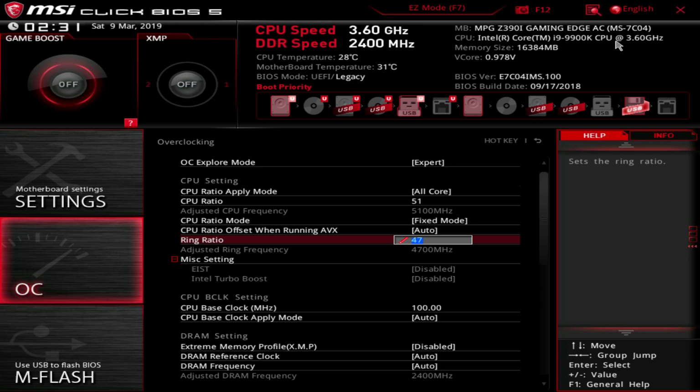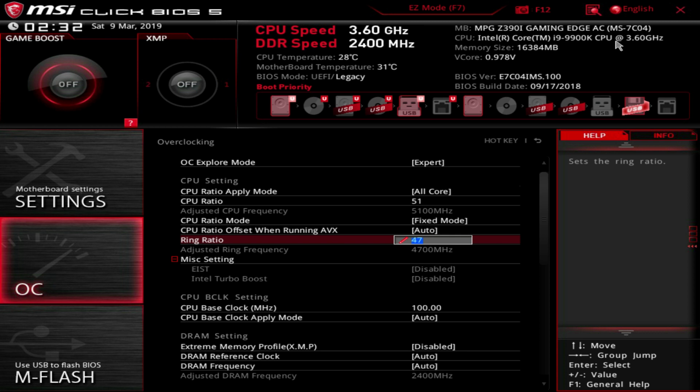So there's no reason to try to push the ring ratio super high, because it can massively increase your V-core requirements, and it doesn't really change your performance that much. Unless there's a huge gap between your ring ratio and your core clock, it really doesn't matter that much. Going from 4.7 to 5 gigahertz on the ring ratio probably wouldn't make much of a difference to overall performance, but would require a lot more voltage.